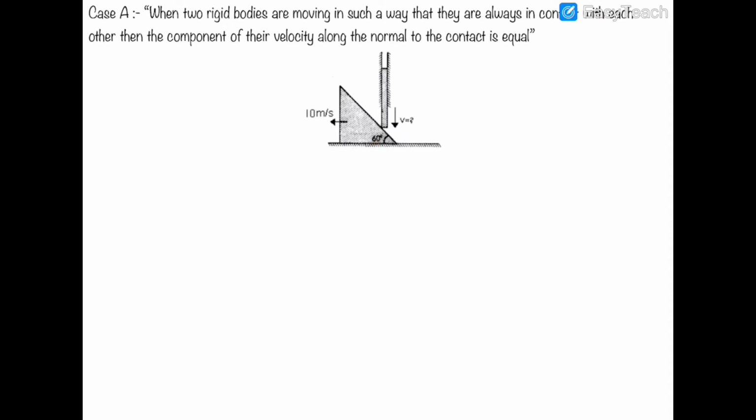Now we have to find out the velocity of the rod, and again I'm reminding you the fact that when two rigid bodies are moving in such a way such that they are always in contact with each other, then the component of their velocity along the normal to the contact will be equal. So what were the three steps which we were following to solve these kind of problems? So first step is the identification of the directions of the velocity, which we have identified already, or it is given in the problem itself.